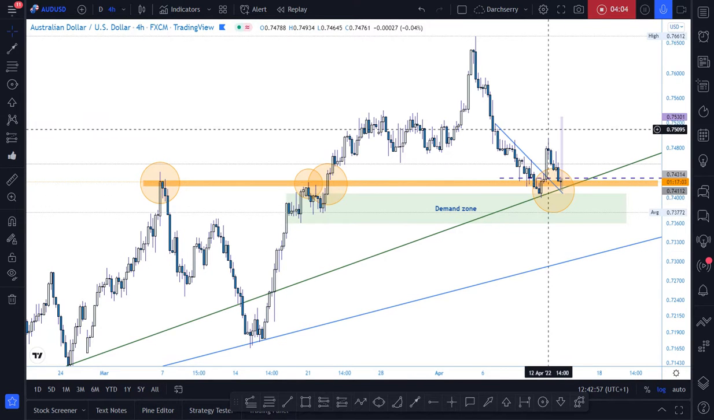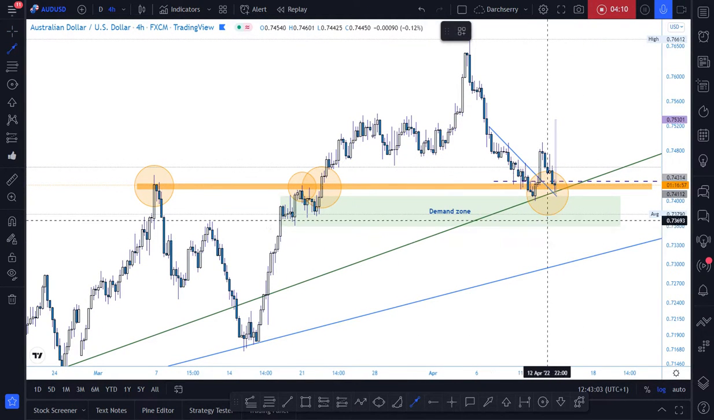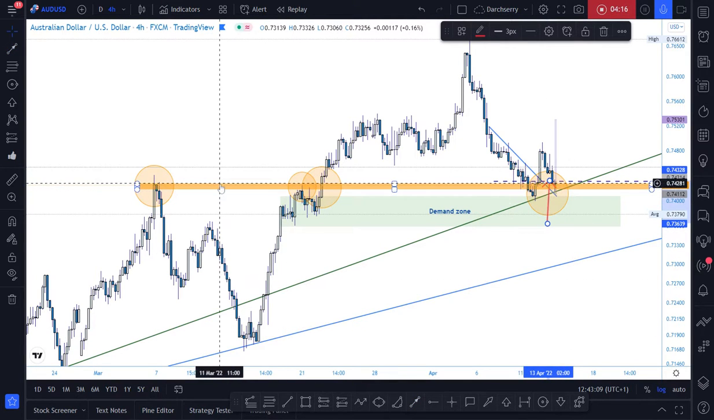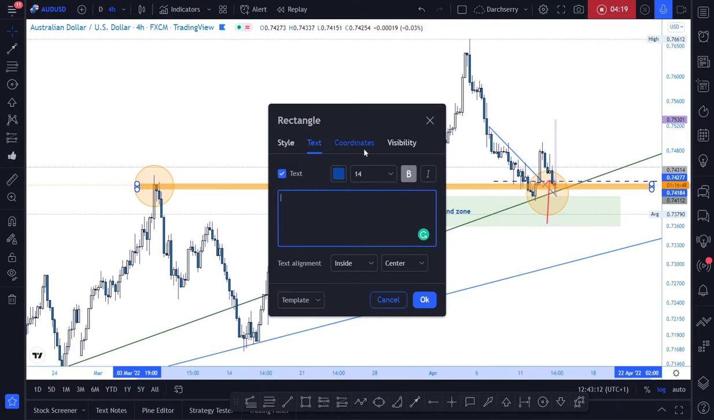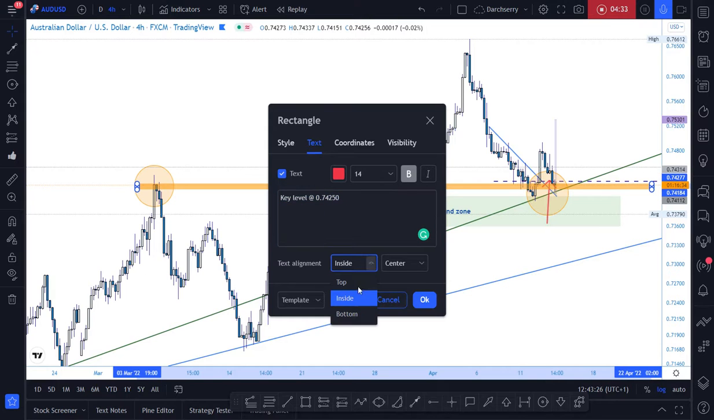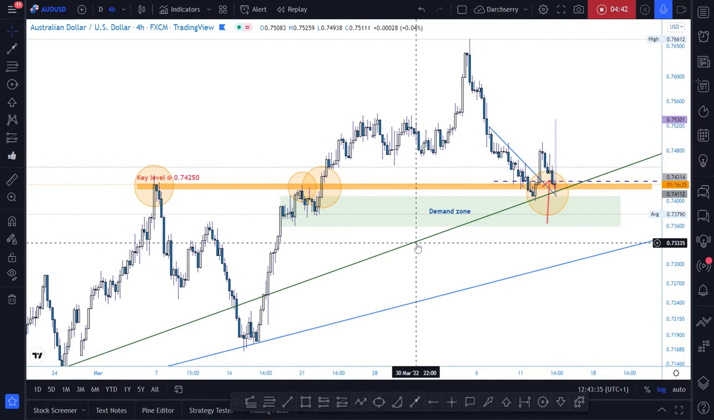So we are right on that same trend line now, and this is what calls my attention, and I'm thinking that the bullish momentum will start from this point in time. So with this trend line, with this key level identified here at 0.74250, let me label it key level at 0.74250. Let me put it at the far left. It's okay. So 0.74250.